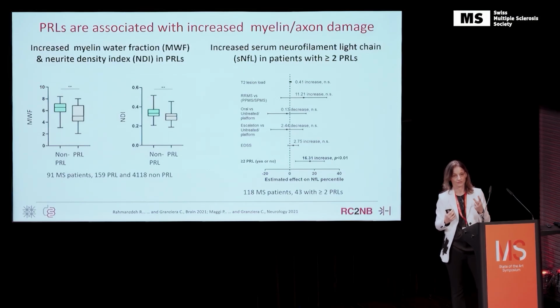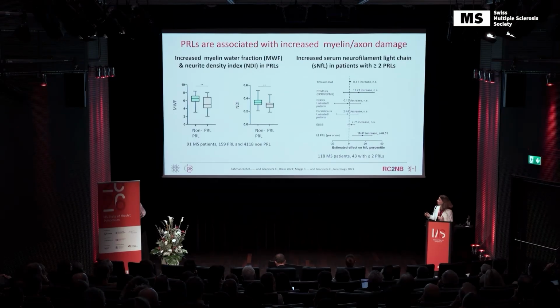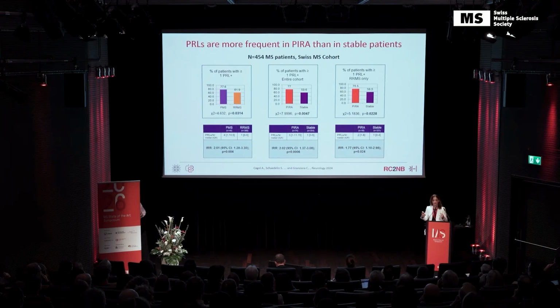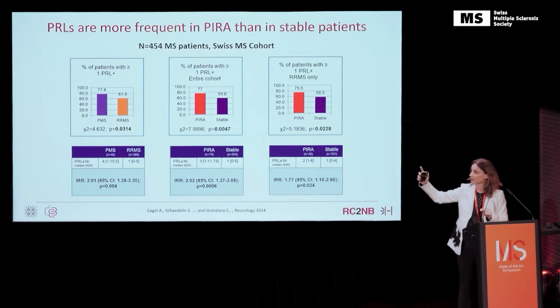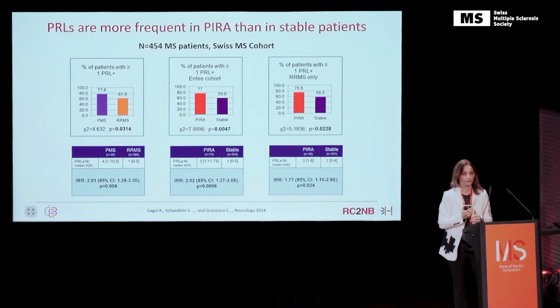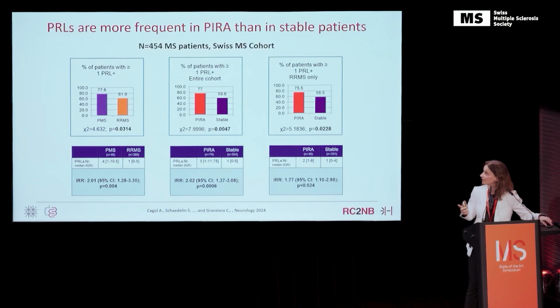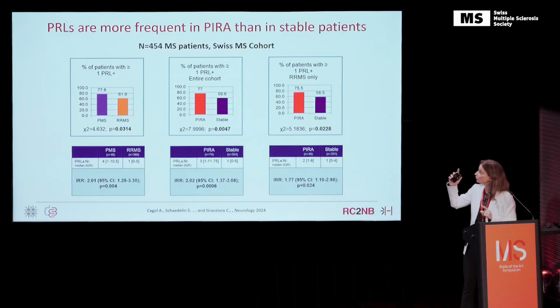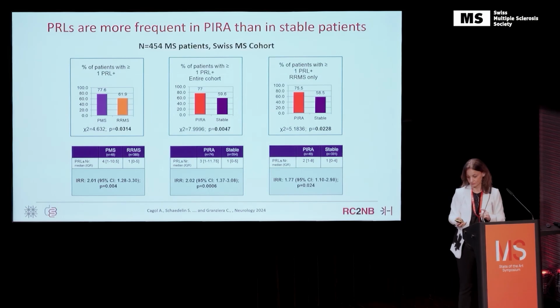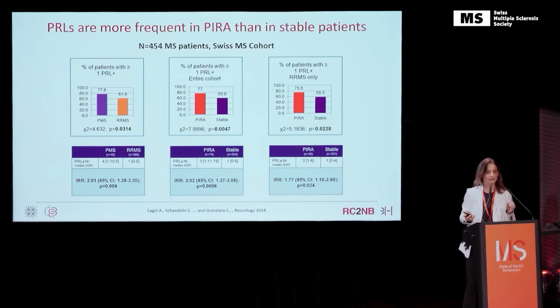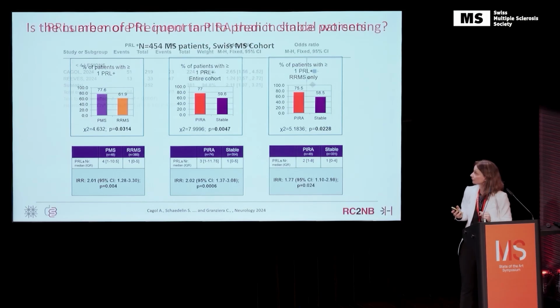So only 2 of these lesions, which was impressive. And further, these are all studies from the Swiss MS cohort. Further, we have understood that the percentage of patients with 1 PRL or more is higher in progressive MS patients compared to relapsing remitting MS patients, and it's also higher in PIRA patients compared to stable patients. And this holds true also if we consider only relapsing remitting patients, which is, again, impressive. This is 1 or more.